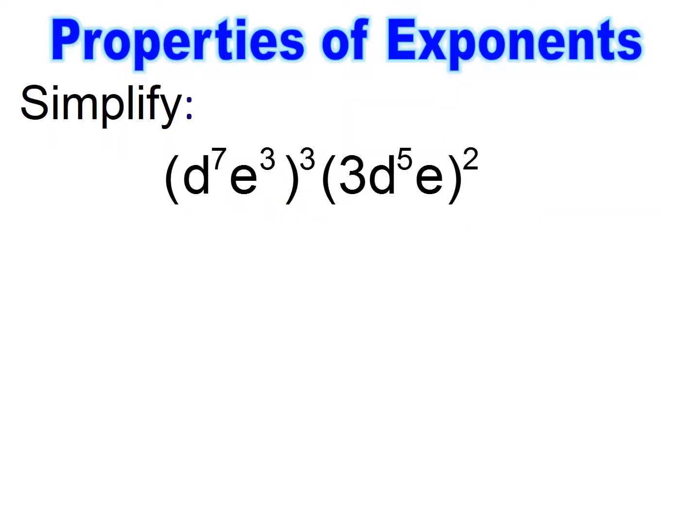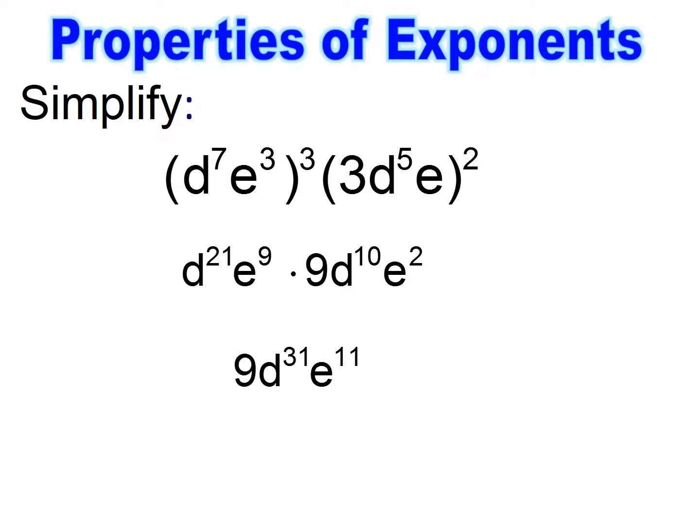Pause and try. So the first step is to take that power and give it to everything inside. We end up with d to the 20th, e to the 9th, and then don't miss that number. 3 squared is 9. Then we get d to the 10th, e squared, and now I need to multiply, which is the addition of the powers, of like bases. So I end up with 9 d to the 31st, e to the 11th.